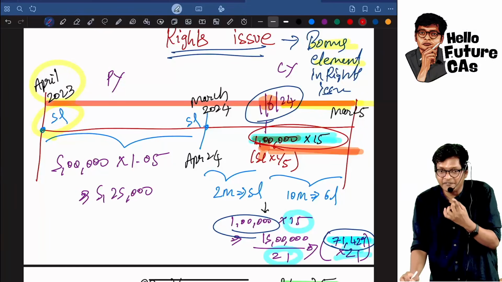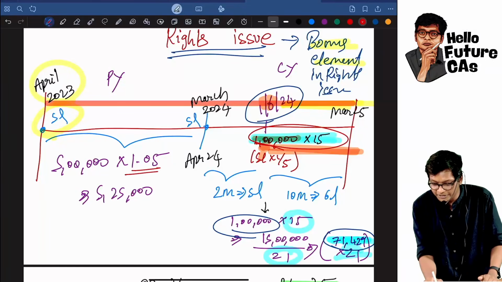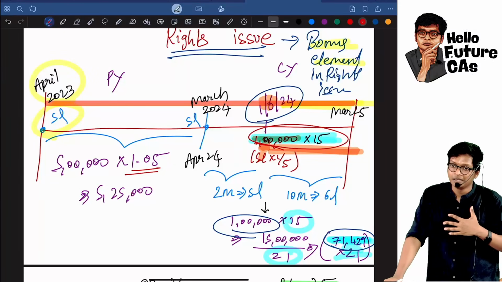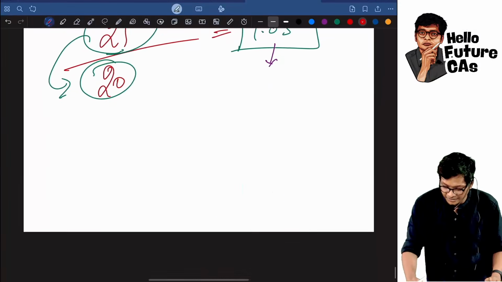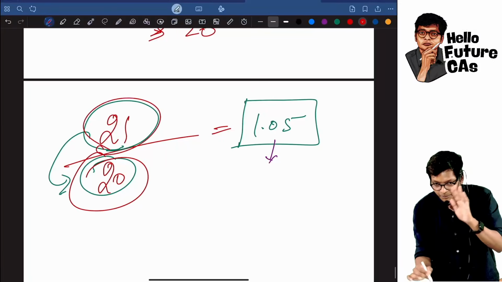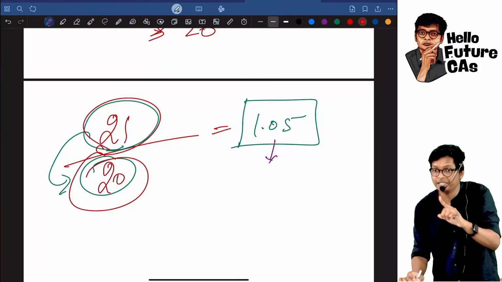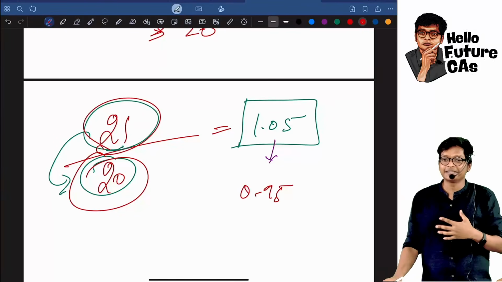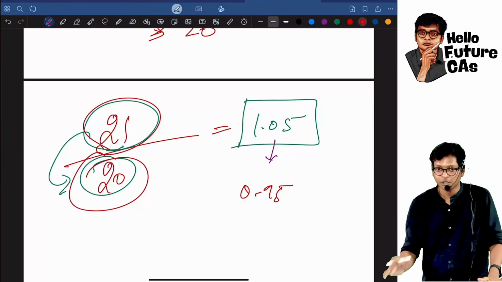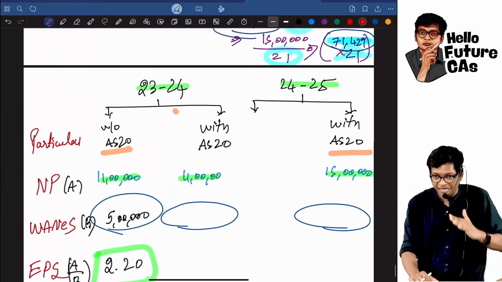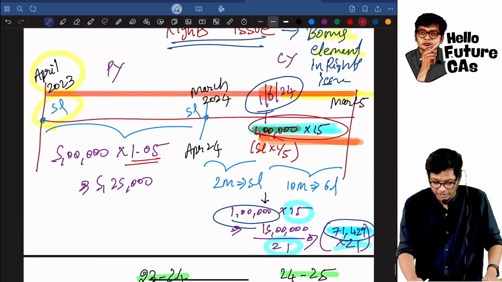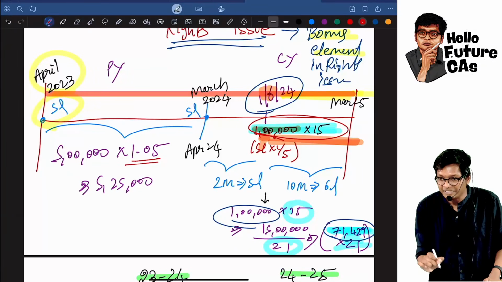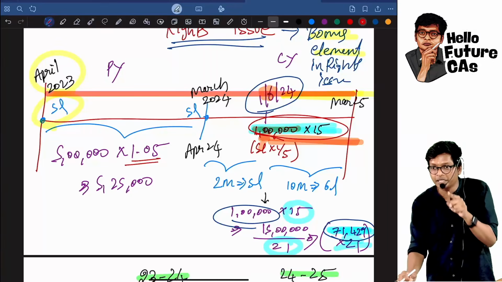How did I find? I found for every one share, which is 1.05. Remember, rights adjustment factor will always be more than 1. In exam, see, here we did 21 by 20, where the numerator will be more than the denominator. It should not be less than 1. If it is 0.95, you made some mistake, guys. Are you following? Because you are adding bonus element, you can't reduce it.